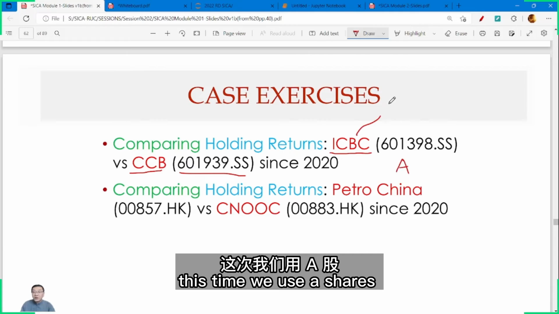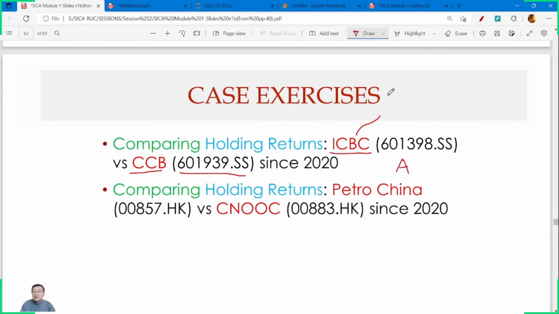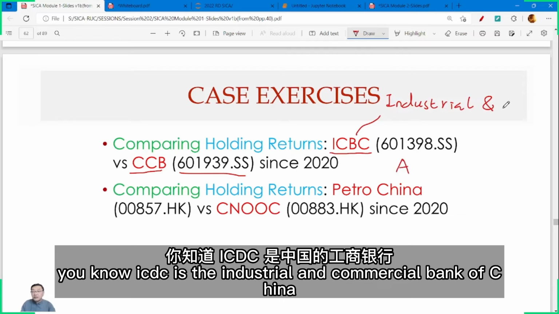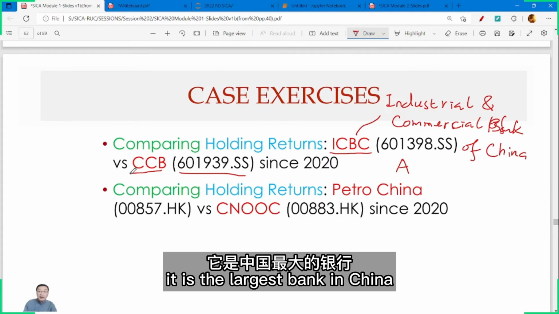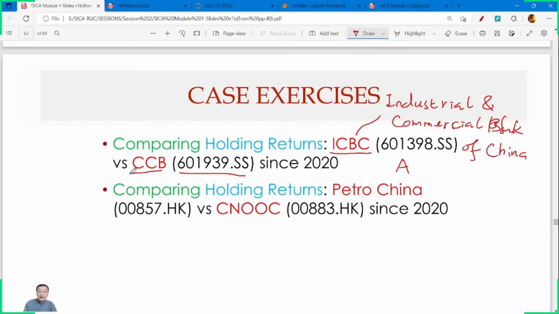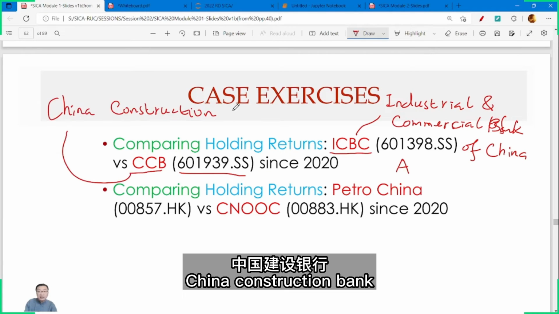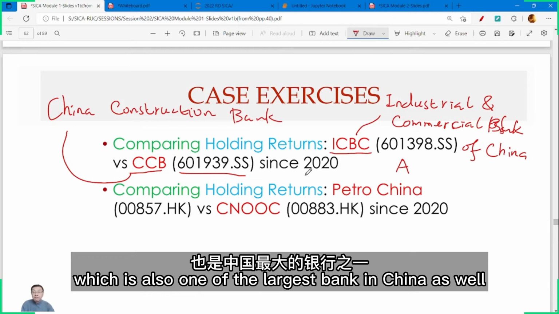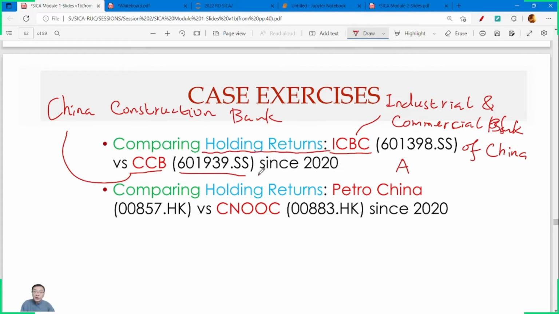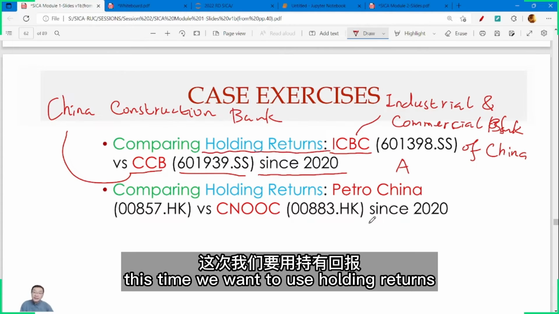ICBC is the Industrial and Commercial Bank of China. It is the largest bank in China. And CCB stands for China Construction Bank, which is also one of the largest banks in China. This time, we want to use holding returns, and the time period starting from 2020.